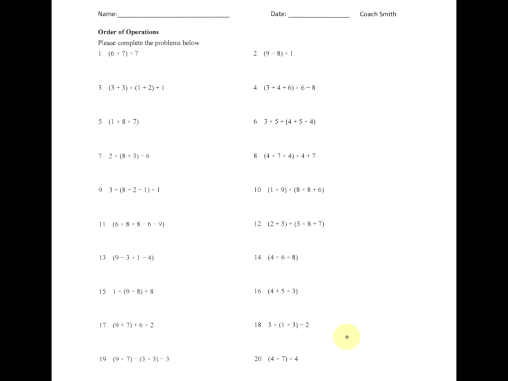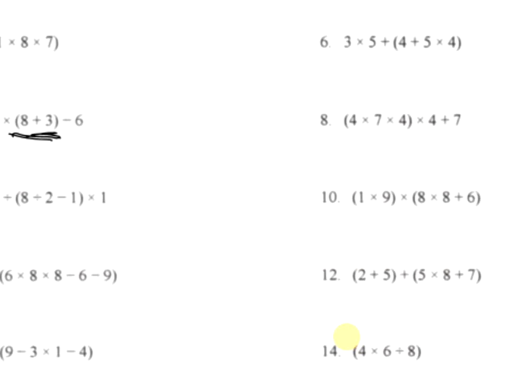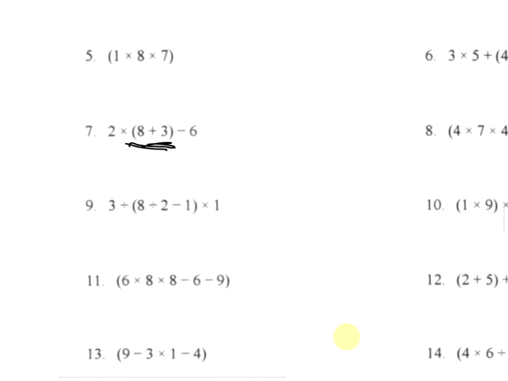Okay. Let's see here. Number 7. Jacob, before you fall out of your chair, what did you get for number 7? 16. That is correct. It's 16 because we do this right here first, 8 plus 3. That is a plus, right? Yeah. Okay. We do 8 plus 3 first, which is 11. So that gives me 2 times 11 minus 6. 2 times 11 is 22 minus 6, which is 16.